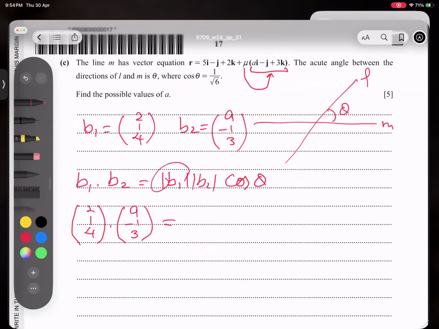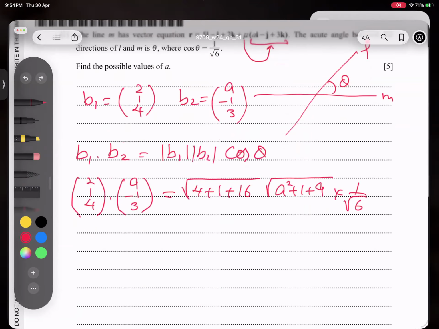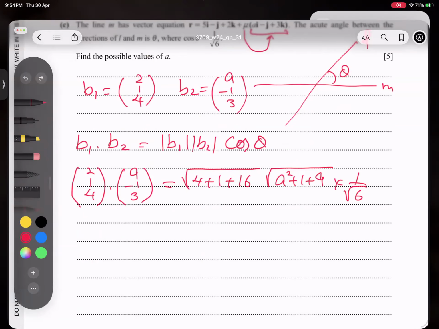The magnitude of B1 is what? Square all and add them, like 2 squared is 4, 1 squared is 1, and 4 squared is 16. Same here: a squared plus 1 plus 9, times cos theta, which is replaced by 1 over root 6. I think the idea is clear. So these are the possible values we are looking for.